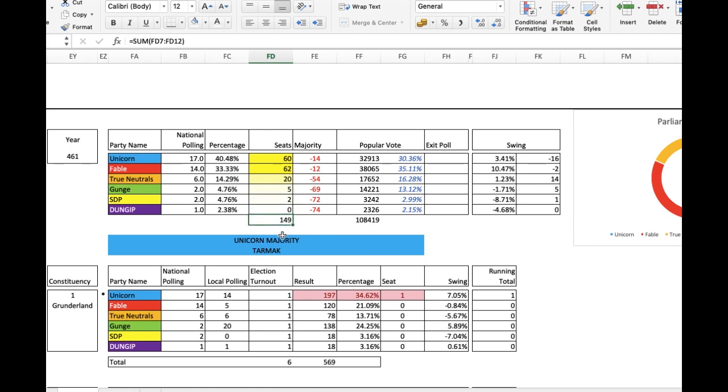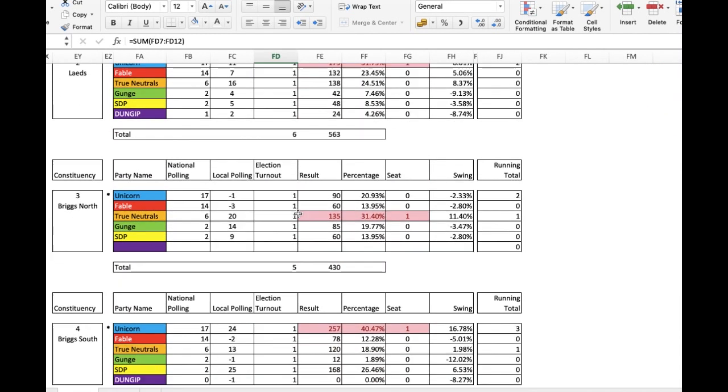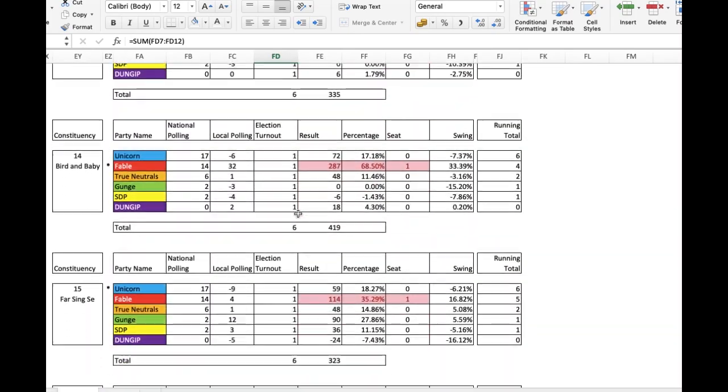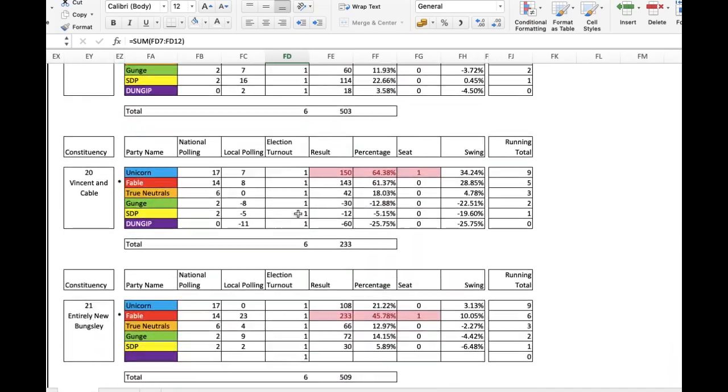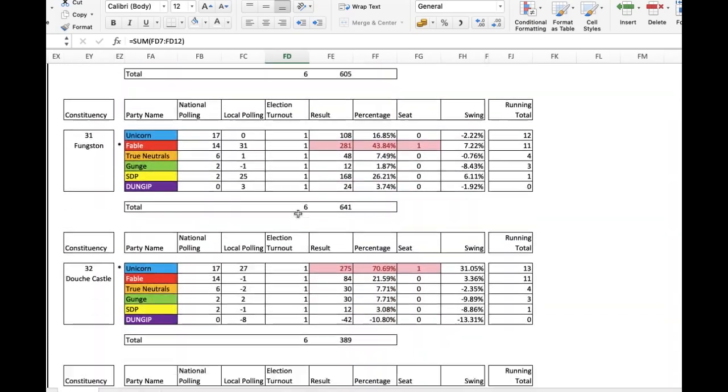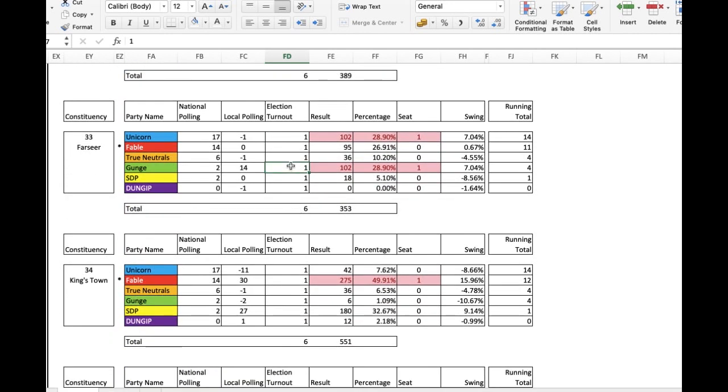You'll notice that the total here says 149. This is because there will be some places where it is too close to call. Let's find one of those. Here we go. This is a close call between Gunge and Unicorn.